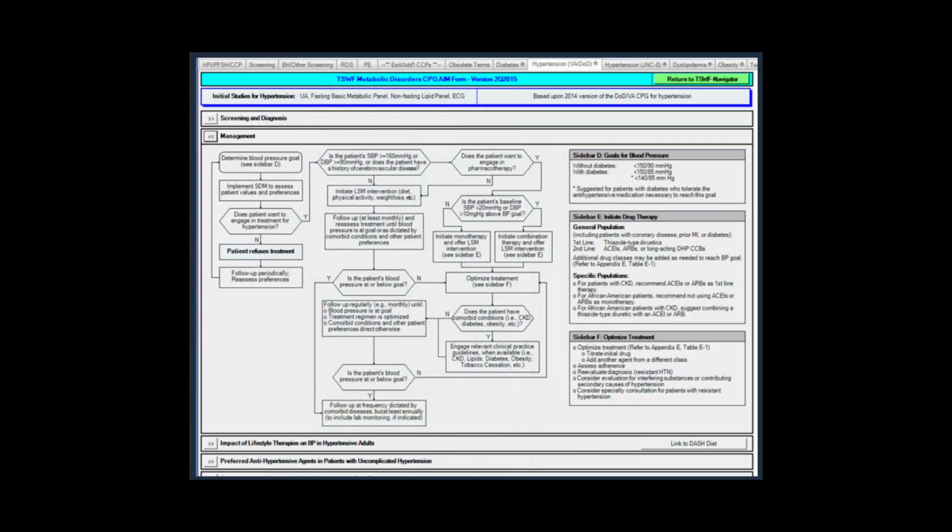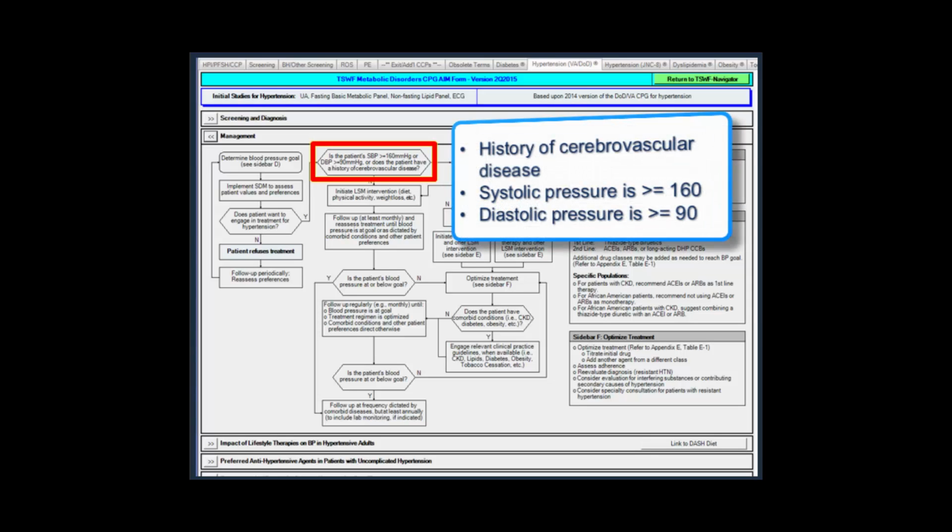Once we have a blood pressure goal and a patient willing to engage in treatment, it's time to pick a medication, right? Well, according to the algorithm, only 3 types of patients need to go directly to medication management. If the patient has a history of cerebrovascular disease, or if either the systolic blood pressure is 160 or higher, or the diastolic is 90 or higher, should you go straight to medications.